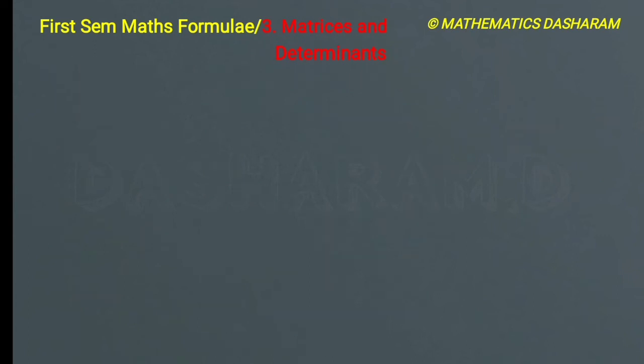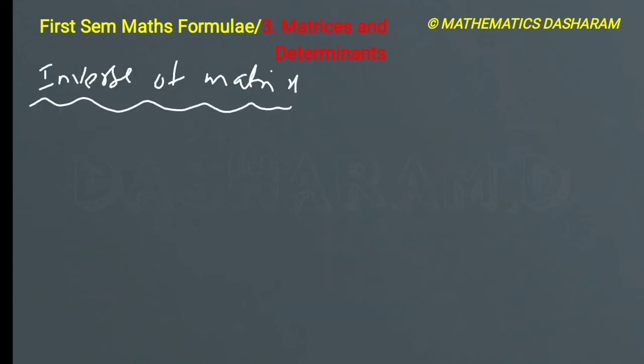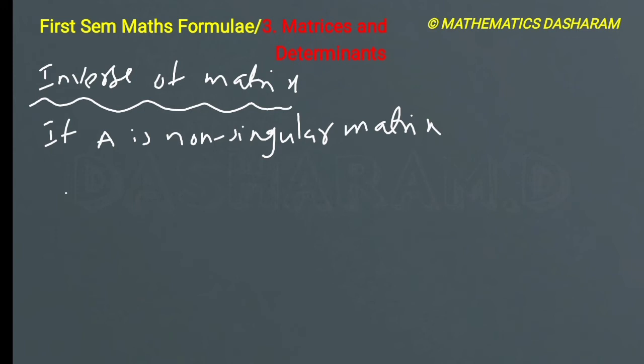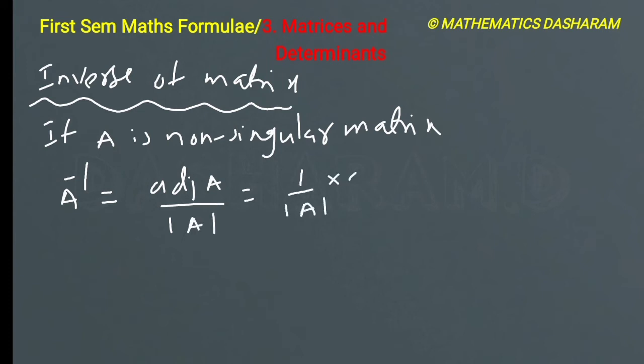Next, the last one is the inverse of a matrix. This inverse matrix is possible only for a non-singular matrix. The inverse matrix of A is denoted by A inverse. So the formula is the adjoint matrix of A divided by mod A. Otherwise, sometimes we can write 1 by mod A into the adjoint of matrix A. This is the inverse formula.